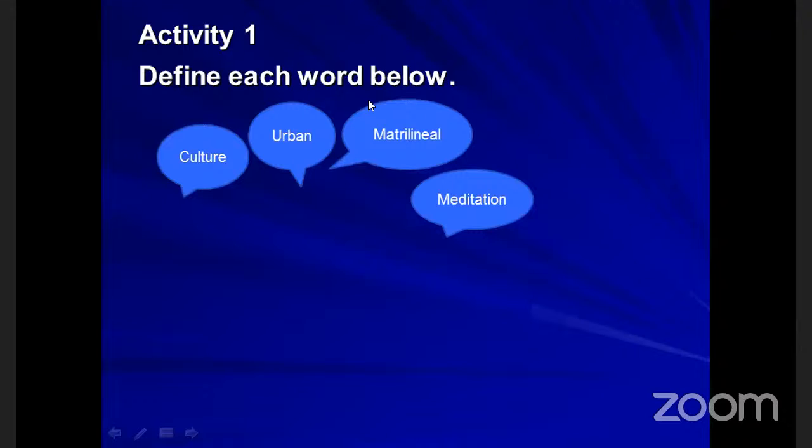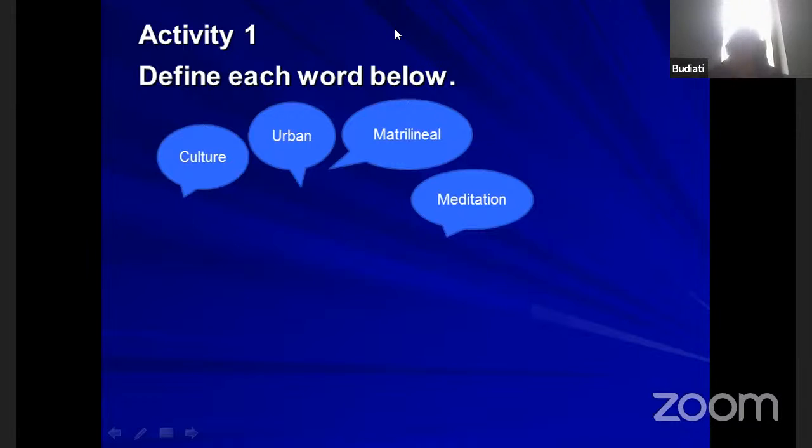Maybe meditation is some activity that aims to calm the body and mind. Maybe that's it. Okay, to calm down the body and the mind. Yes. Okay. How about others? I want to listen from Miss Tabitha.